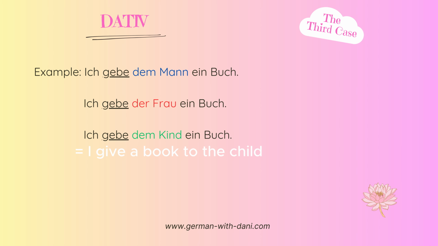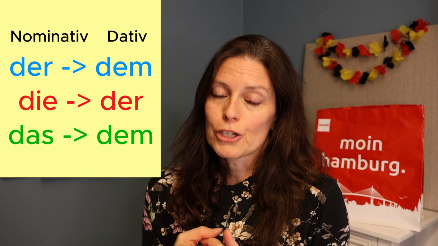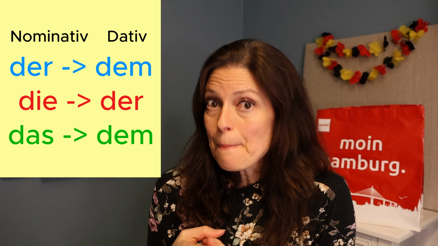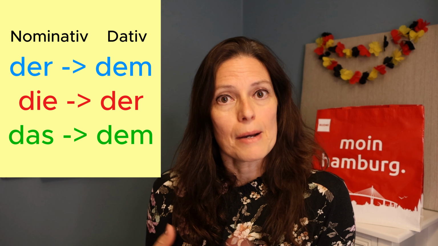And if it's das Kind, it's the same like der Mann. Ich gebe dem Kind ein Buch. So this is nice. You just have to learn if it's der or das. I change it in dative to dem. And if it's die, I change it in dative to der.